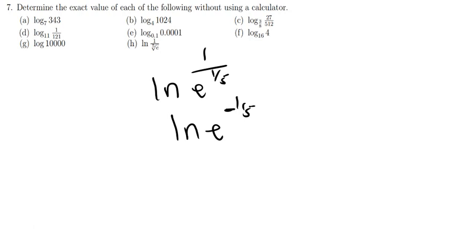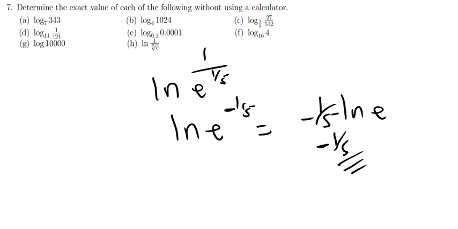The property of logs allows us to shift the power to be in front. So this power can be in front. So it's going to be negative 1 over 5 times ln e. But ln e, base e, is 1. So the final answer will be negative 1 over 5. This is simple, right?